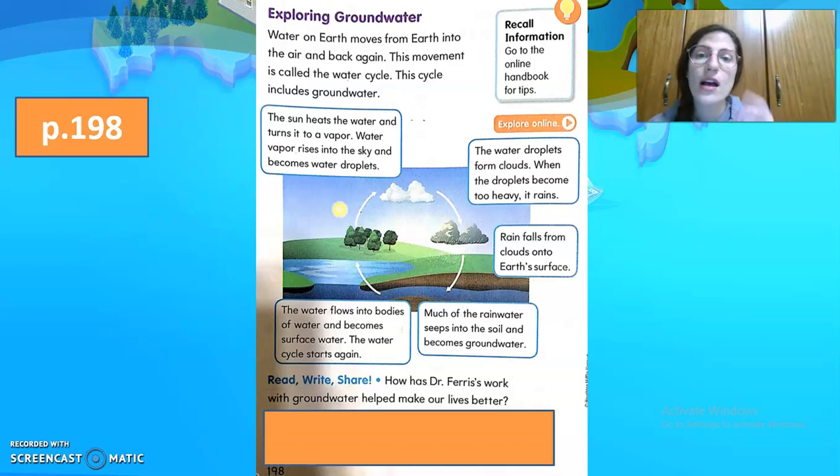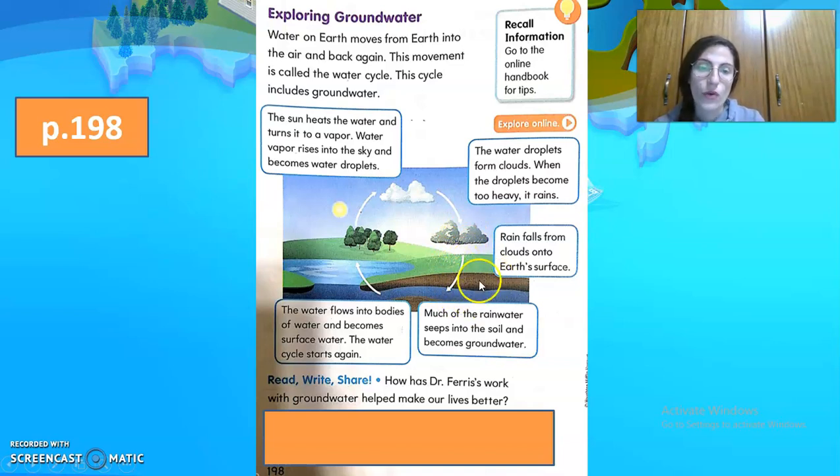What happens? The sun heats the water and turns it into a vapor, which is the gas state of water, okay? The water vapor rises to the sky and becomes water droplets. The water droplets come next to each other and form a cloud. When the droplets become too heavy and the cloud becomes too heavy, it starts to rain. When it rains, the rain falls from the cloud onto Earth's surface.